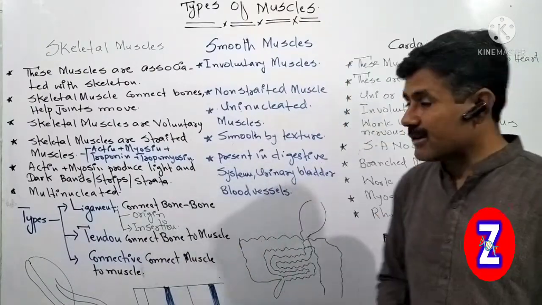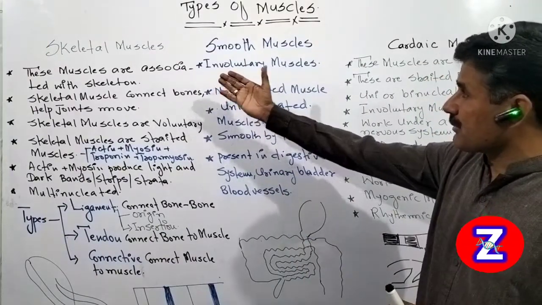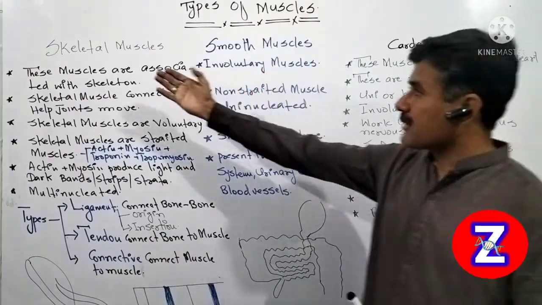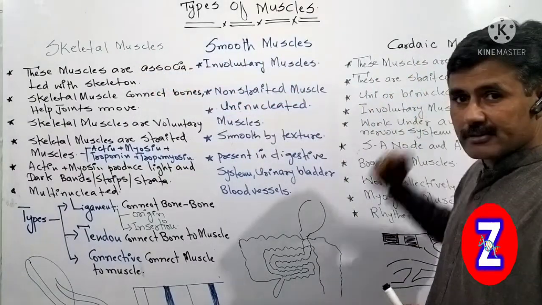What are the muscles and what are their types? We are going to explain them. There are three major types of muscles. They can be skeletal muscles, smooth muscles, and cardiac muscles.